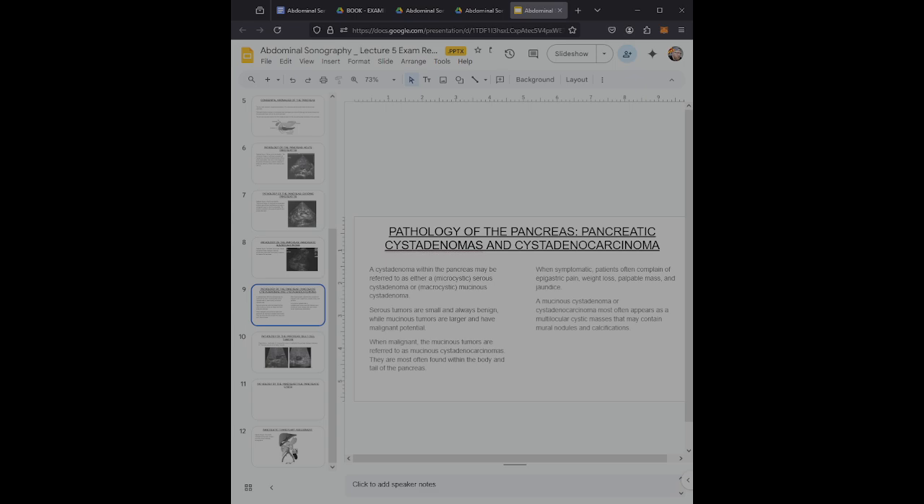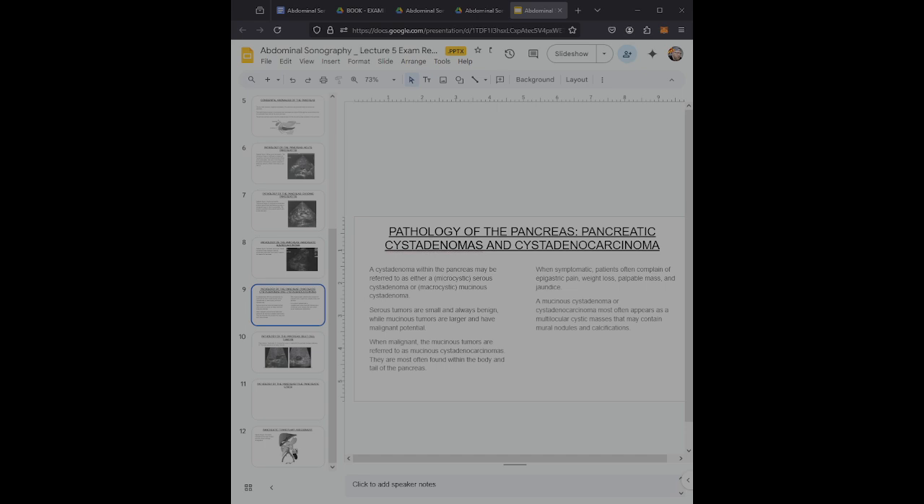We can have pancreatic cystadenomas and cystadenocarcinomas. These may be referred to as either microcystic or macrocystic, and they can be either serous or mucinous. Serous tumors are small and almost always benign, while mucinous tumors are large and have greater malignant potential. Patients with these masses present later than those with pancreatic head masses and may be initially asymptomatic.